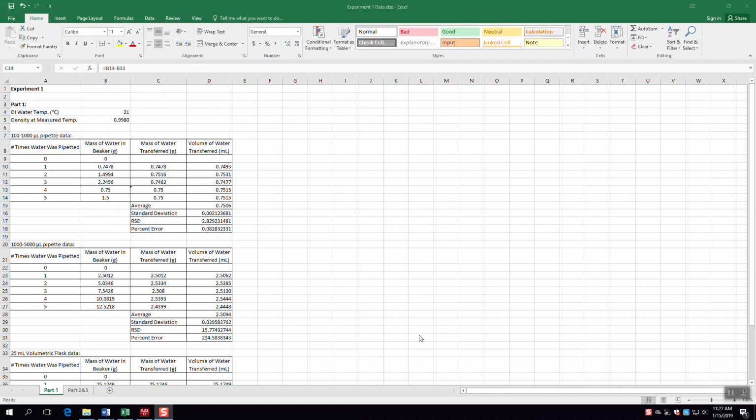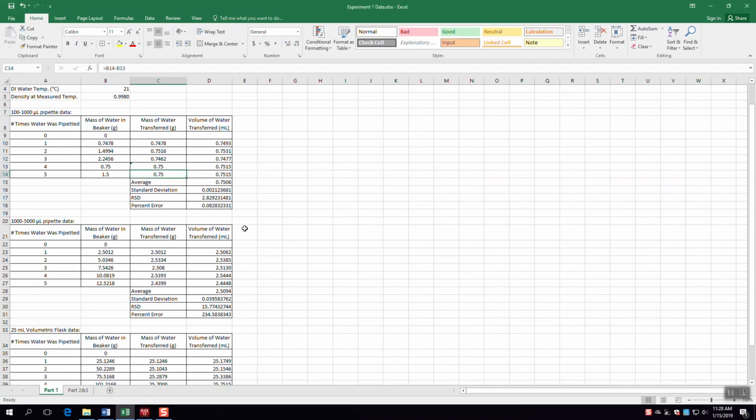So in this case, the experiment wants you to discuss the relative accuracies and precisions of your 3 different measuring devices. So here we could say that because the RSD for the small pipette is 2.8, the RSD for the large pipette is 15.7, and the RSD for the 25 milliliter volumetric flask is 10.8, that the small pipette is the most precise because it has the smallest RSD, and that the large pipette is the least precise because it has the highest RSD.